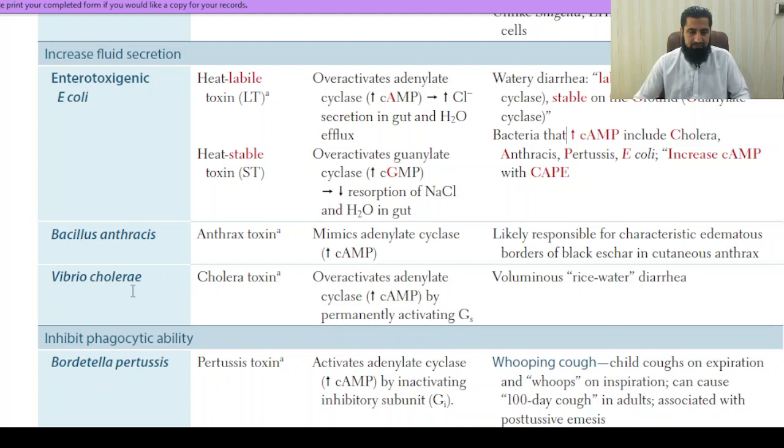Vibrio cholerae secrete cholera toxins which activate adenylate cyclase, increase cyclic AMP by permanently activating G-stimulatory proteins or G-stimulatory receptors. Vibrio cholerae, voluminous rice watery diarrhea will be seen in this case.